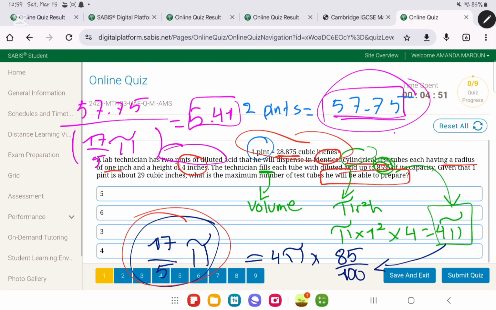Now, 5.41. 5 is the whole number. That means he can fully prepare 5 test tubes to the 85% level. And then for the 6th test tube, he will fill only 0.41 of what he is supposed to fill. So in reality, he's not filling 5.41 test tubes. How many he can actually prepare fully is only 5. So our answer is 5.